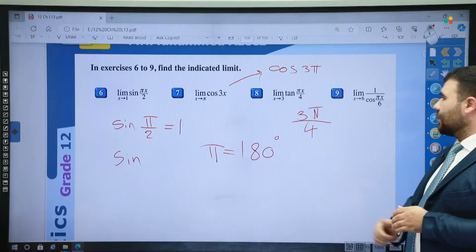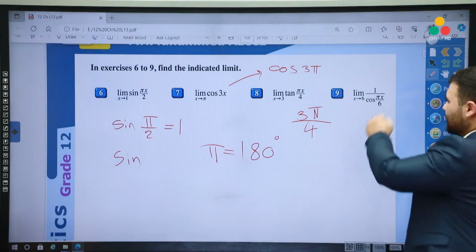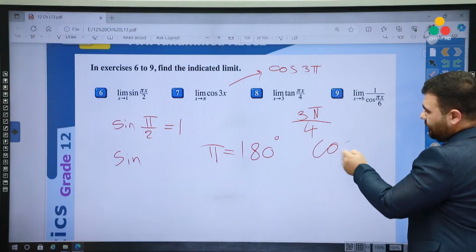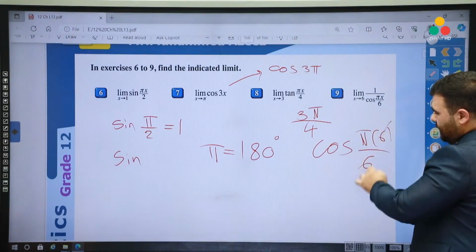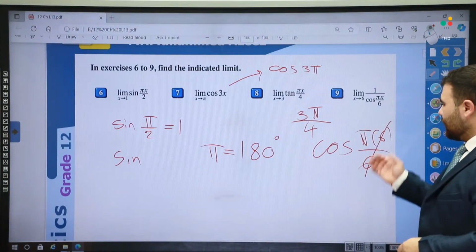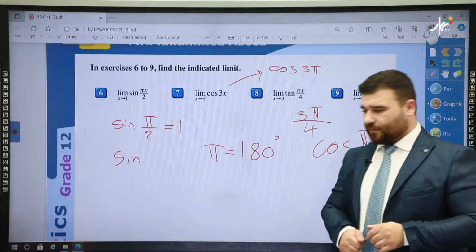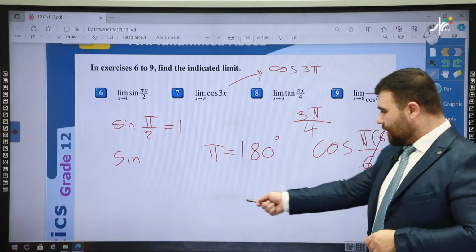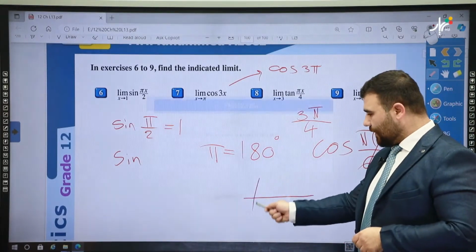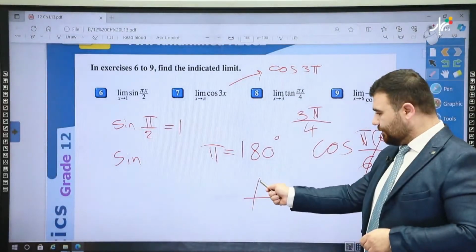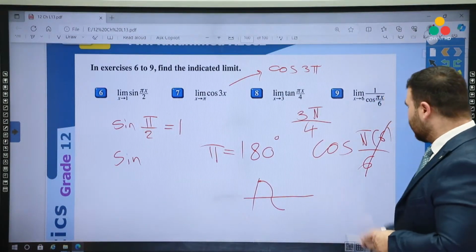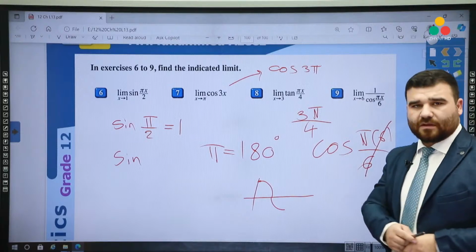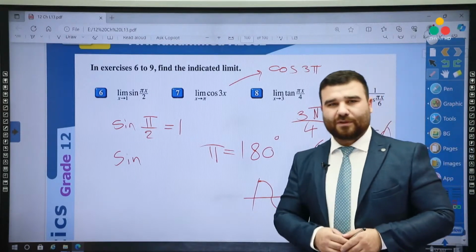Similarly for question 9, if we put 6 in place of x, it will be cosine of pi times 6 over 6. 6 cancels 6. Cosine pi means cosine of 180. Cosine 0 is 1. Cosine 90 is 0. Cosine 180 is negative 1. 1 over negative 1. The result will be negative 1.